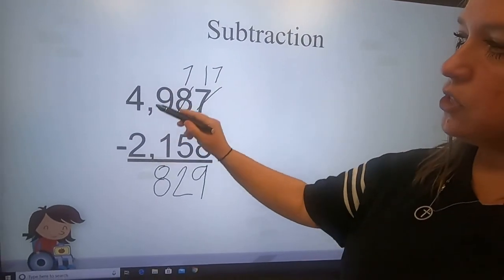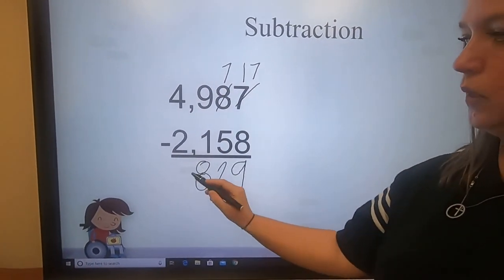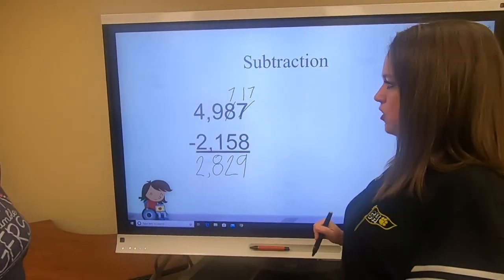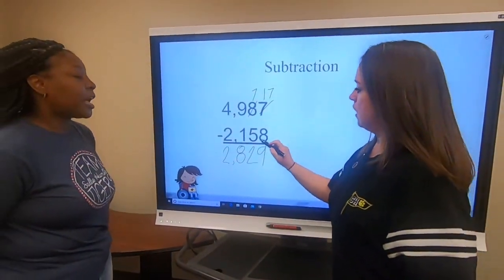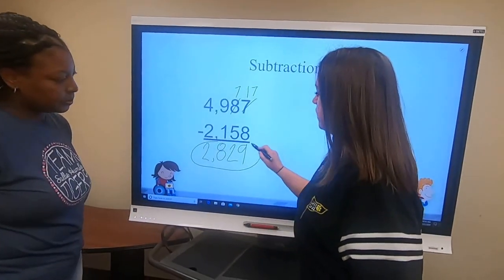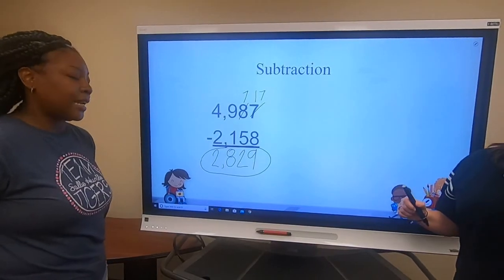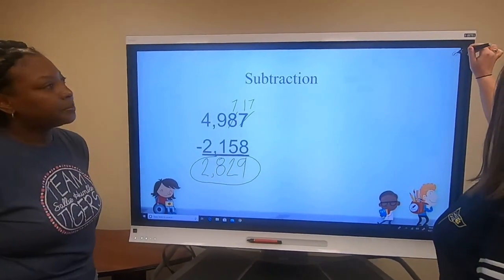And now we have our thousands. 4 minus 2 equals? 2. Do we have anything else to subtract? No, Miss Wilson, I think we are finished. So our difference is 2,829. Great job, boys and girls.